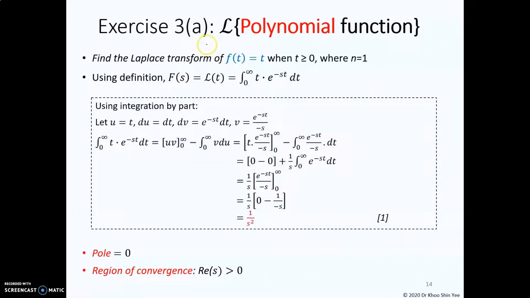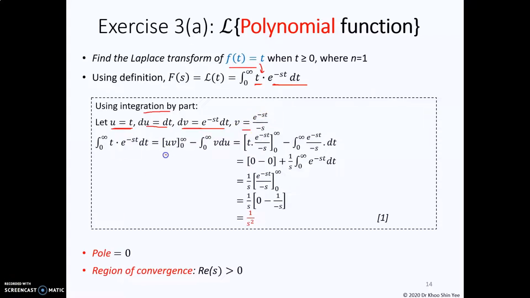In this example, let's find the Laplace transform for the polynomial function. So in this case, we have f(t) equal to t. Substitute the t inside the definition, then you find there are two different functions here. With that, we need to use integration by parts. We let u be t here, and then we let dv equal to this part. And we differentiate u, you get du equal to dt. Then integrate dv here, you get v equal to this part.